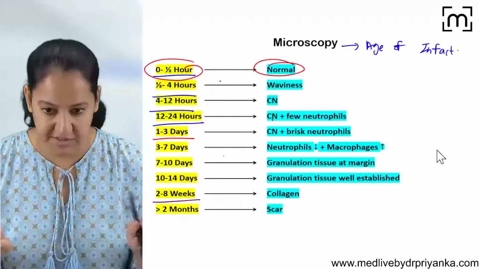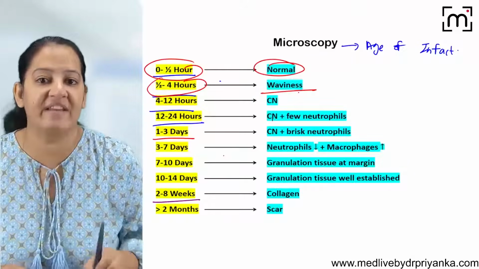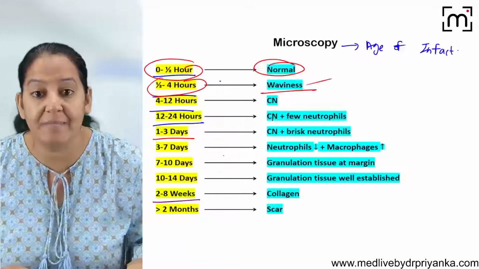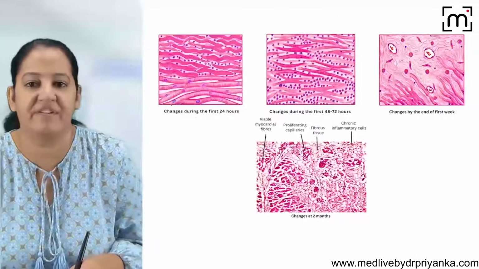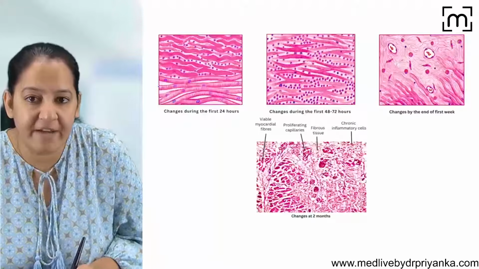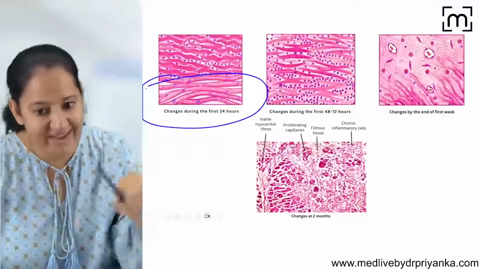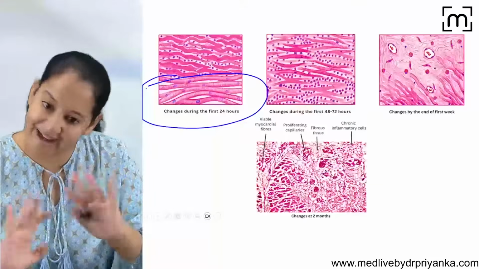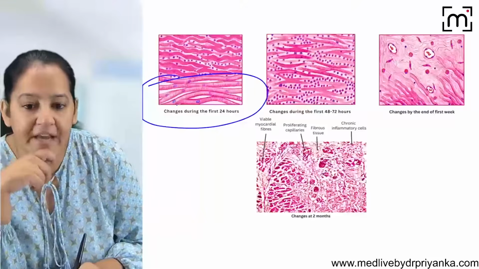Half hour, no change. After half hour to 4 hour, there is simply waviness. The earliest change is waviness. You get MCQ also here. The earliest change is waviness. What do you mean by waviness? Let me show you the waviness. Can you see the cardiac fibers here? See the lower portion of this diagram. Only 10 diagrams are there, clubbed in 4 diagrams. Let me show you. See the lower portion of this. Can you see the cardiac myocytes?